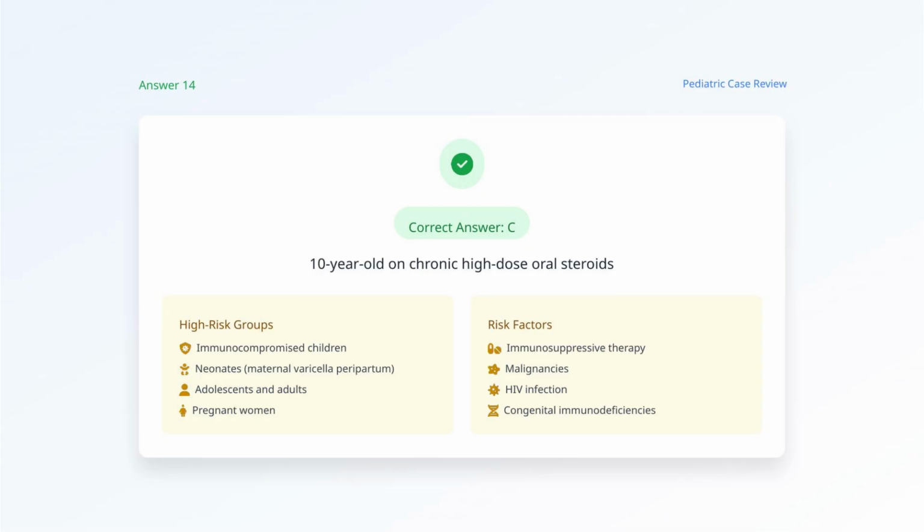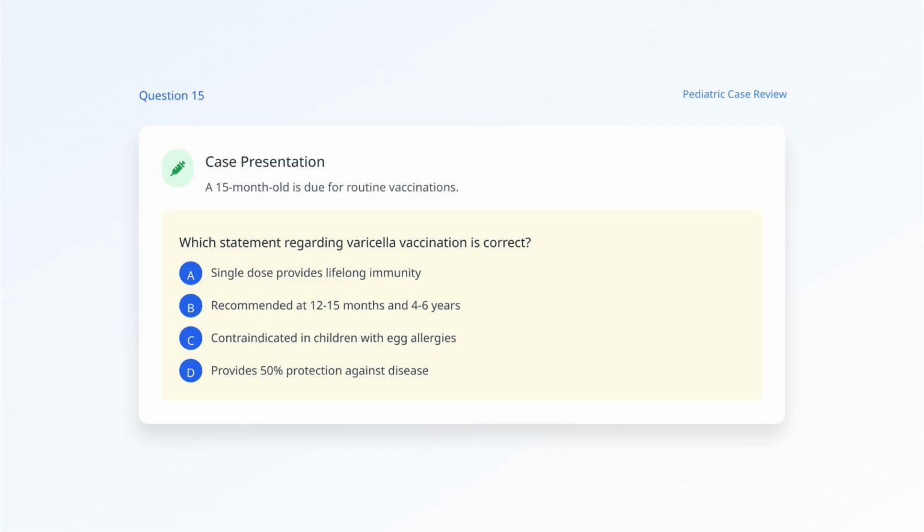These patients often require prophylaxis or prompt treatment if exposed. A 15-month-old is due for routine vaccinations. Which statement regarding varicella vaccination is correct? A. Single dose provides lifelong immunity.